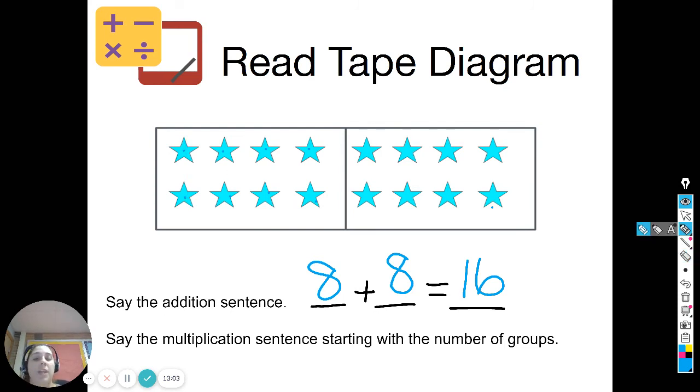Next is the multiplication sentence, starting with the number of groups. So blank groups of blank equals blank. Go ahead and pause the video until you fill that in.